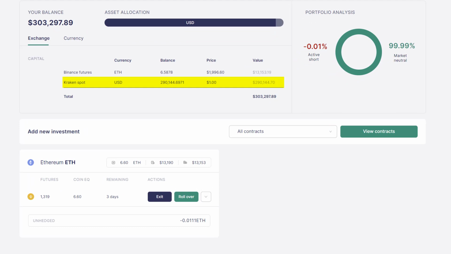We have now sold all of our coins on Kraken. Our futures position on Binance has been reduced by an equivalent amount. Our remaining portfolio is still fully hedged.